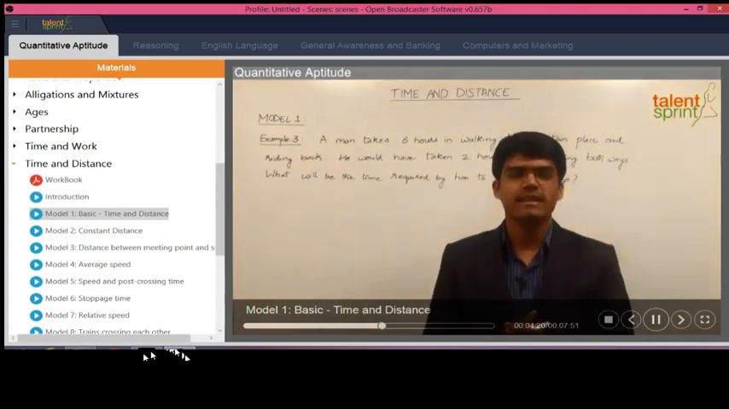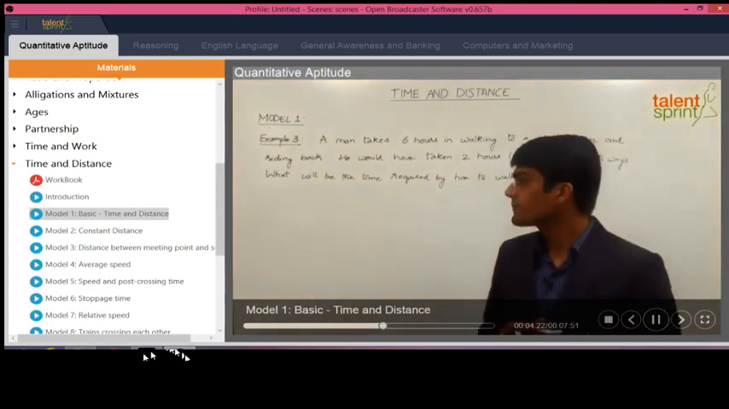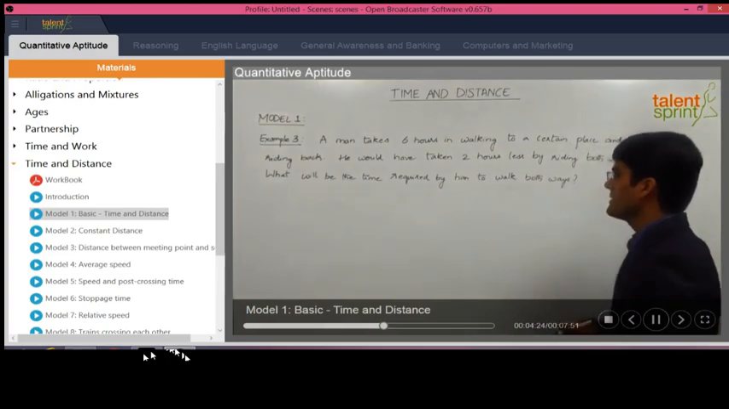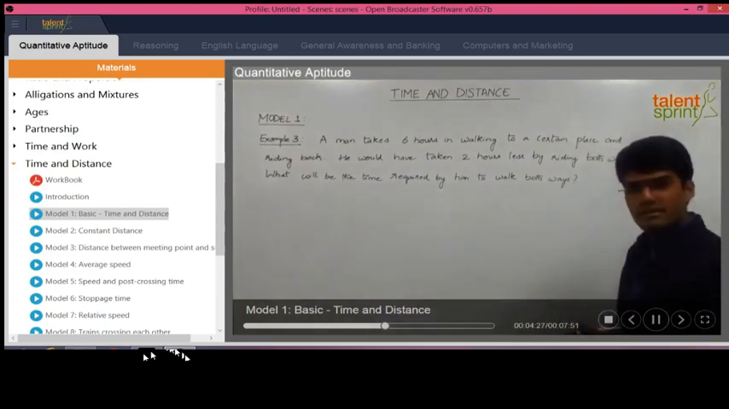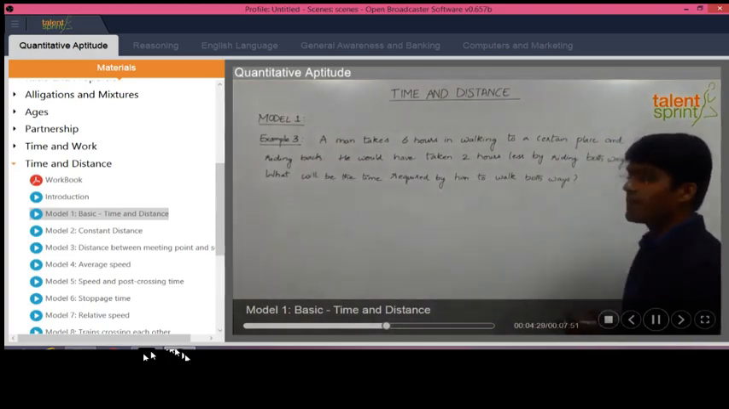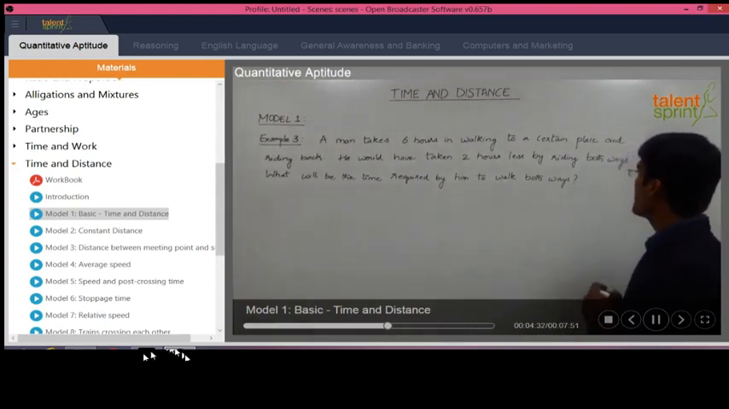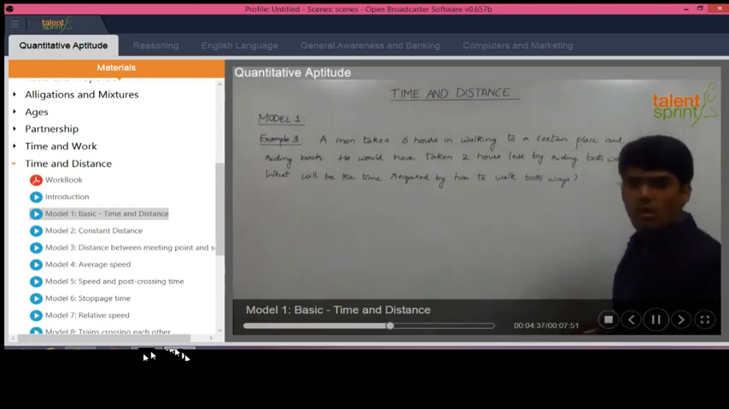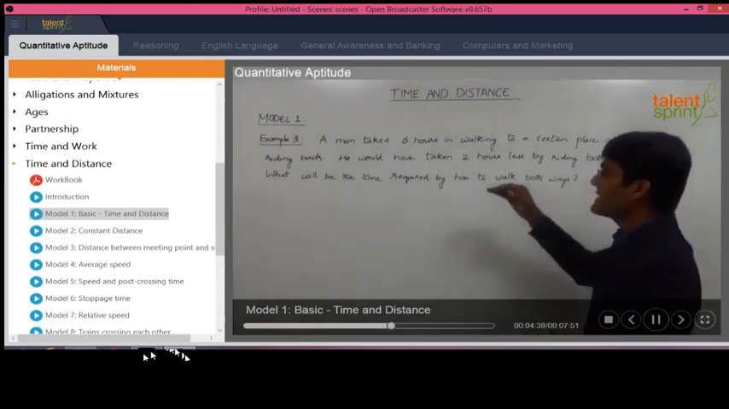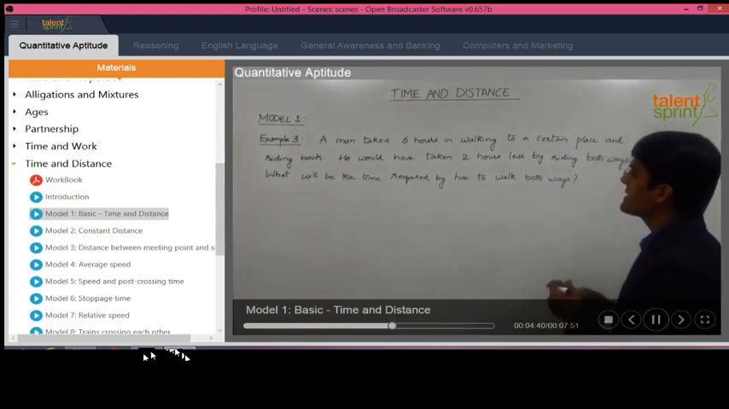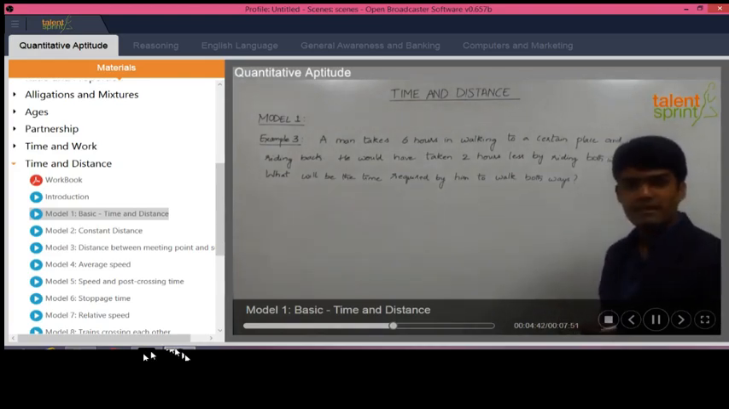Let us now take an interesting example based on model 1. The question here is, a man takes 6 hours in walking to a certain place and riding back. He would have taken 2 hours less by riding both ways. What will be the time required by him to walk both the ways? The first statement here is, a man takes 6 hours in walking to a certain place and riding back.